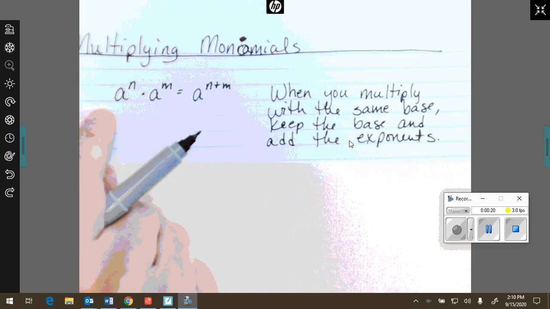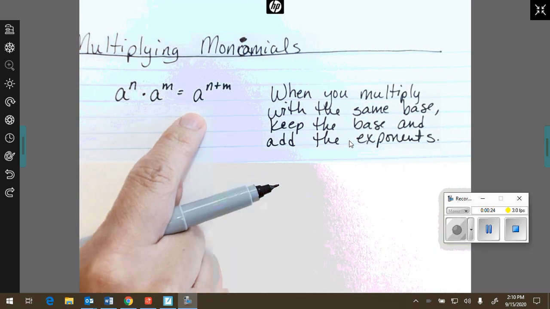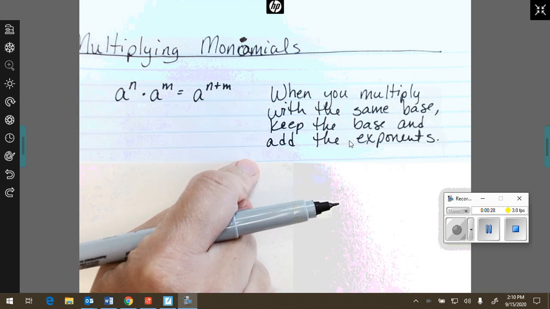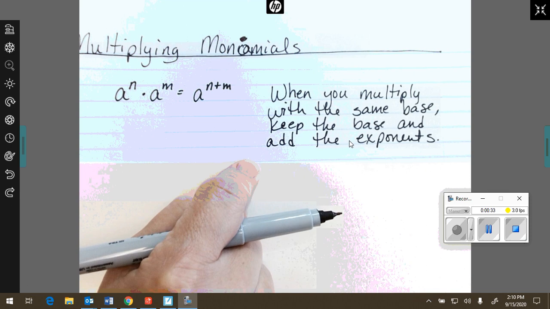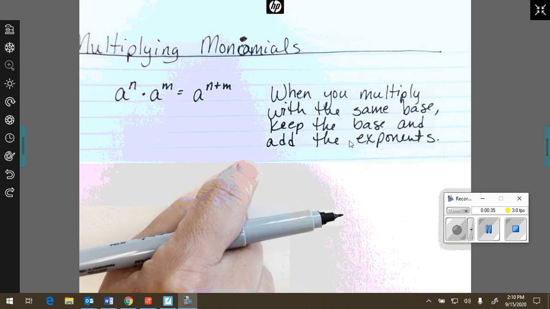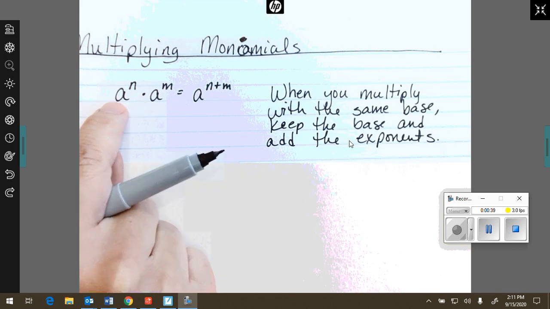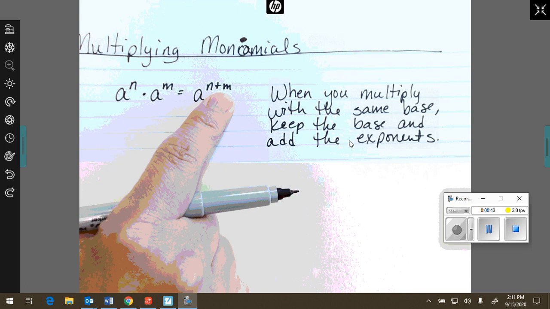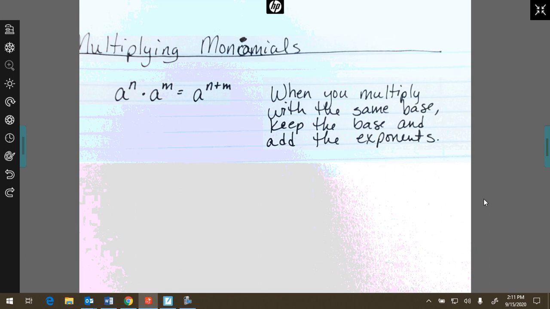It is a to the n times a to the m equals a to the n plus m, and I do want you to write this down. That's the algebra rules. This is it written in words. Then we're going to look at some examples and make a little bit more sense. So when you multiply with the same base, the a's are the base, keep the base and add the exponents. So I want you to write that down, and then let's take a look at why that's the case.